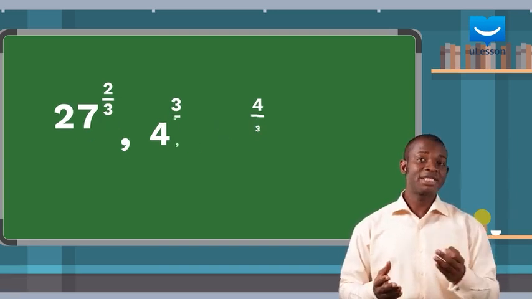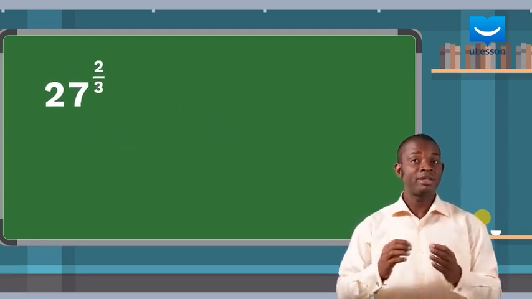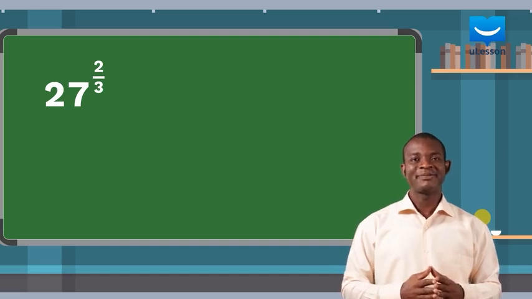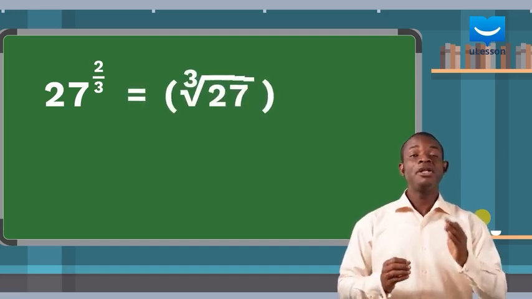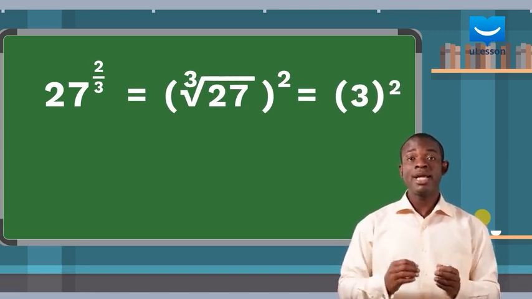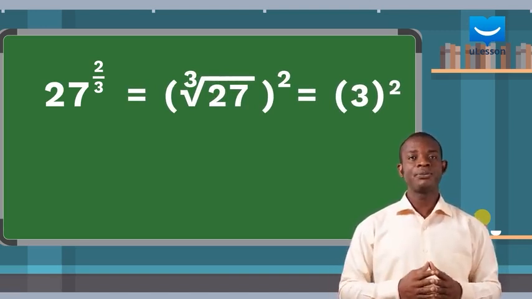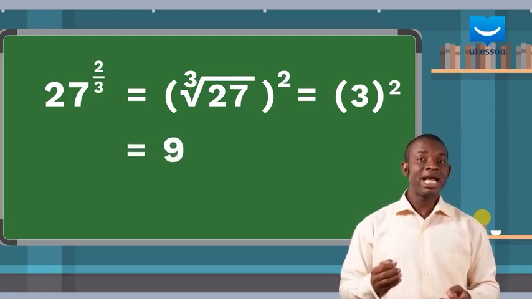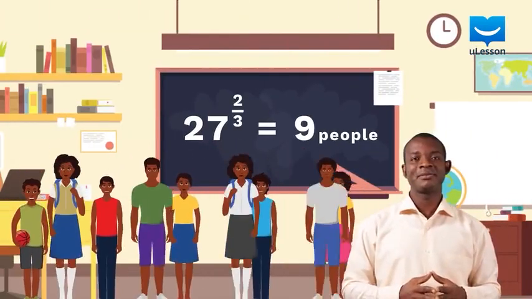So, if 27 raised to the power of 2 over 3 people attended a class, how many people attended the class? First, you find the cube root of 27, which is 3. Then, you raise the 3 to the power of 2. 3 raised to the power of 2 is 9, so 9 people attended the class.